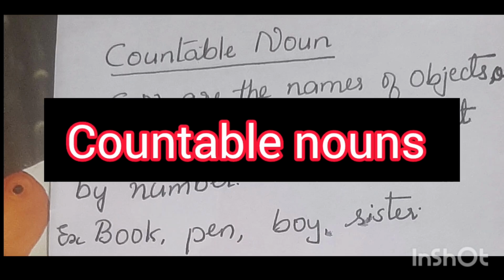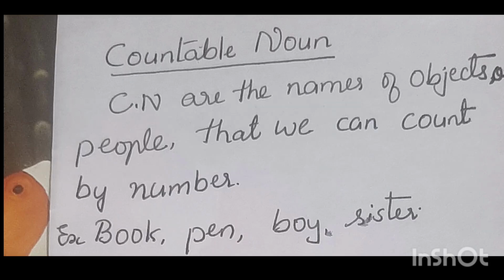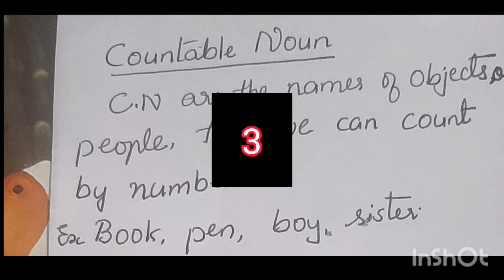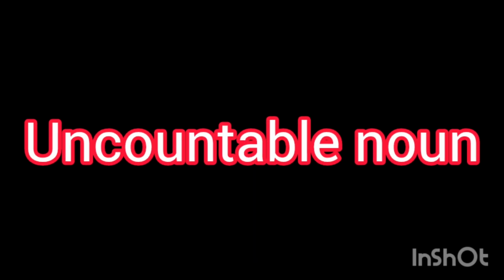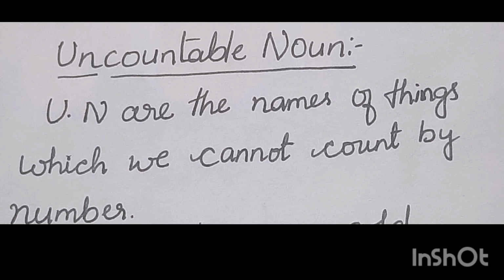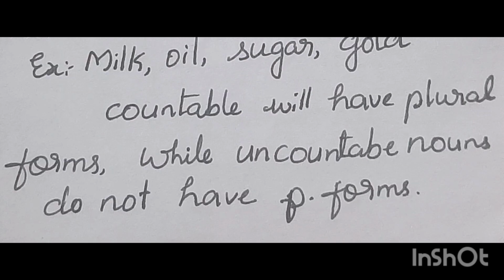Countable nouns are names of objects or people that we can count by number, like 1, 2, 3. For example, book, pen, boy, sister. On the other hand, the next type, that is uncountable noun, is a noun that we cannot count. Uncountable nouns are the name of things which we cannot count by numbers. For example, milk, oil, sugar, gold. This we can't count as 1, 2, 3. On the other hand, we will measure it. Countable will have plural forms, while uncountable nouns do not have plural forms.